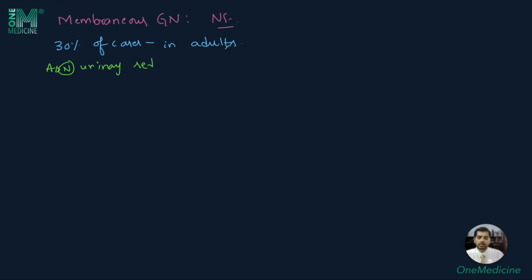The next subtype is membranous glomerulonephritis causing nephrotic syndrome. This accounts for up to 30% of cases in adults. Abnormal urinary sediments, hypertension, and even mild renal insufficiency develop later in the disease, not at the time of presentation.